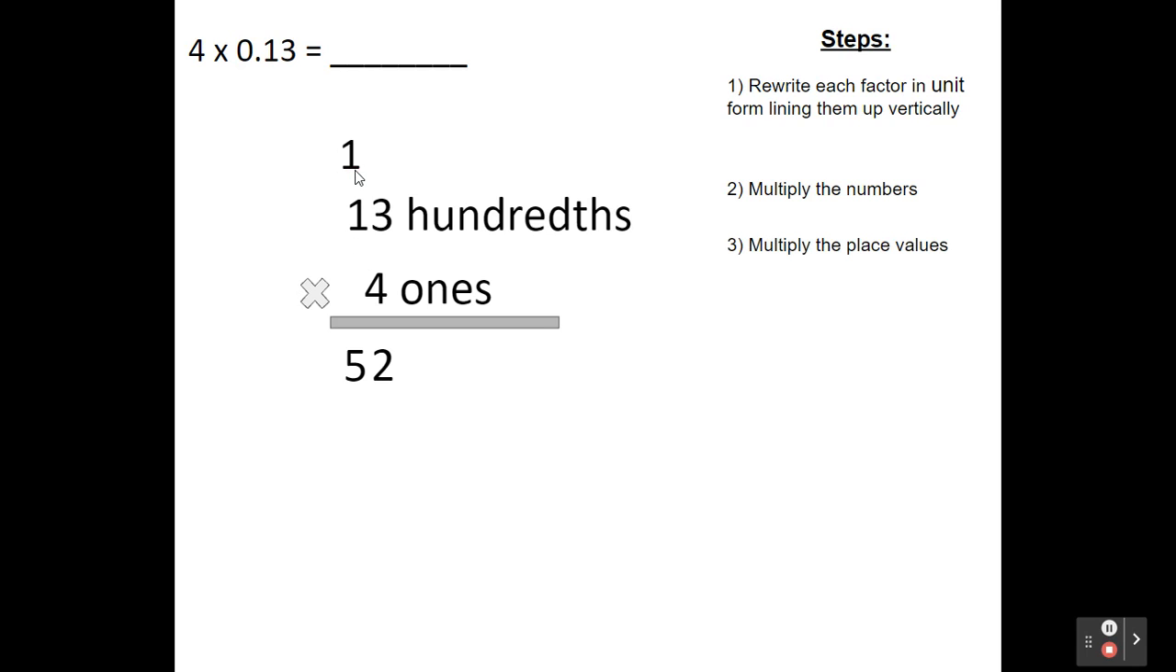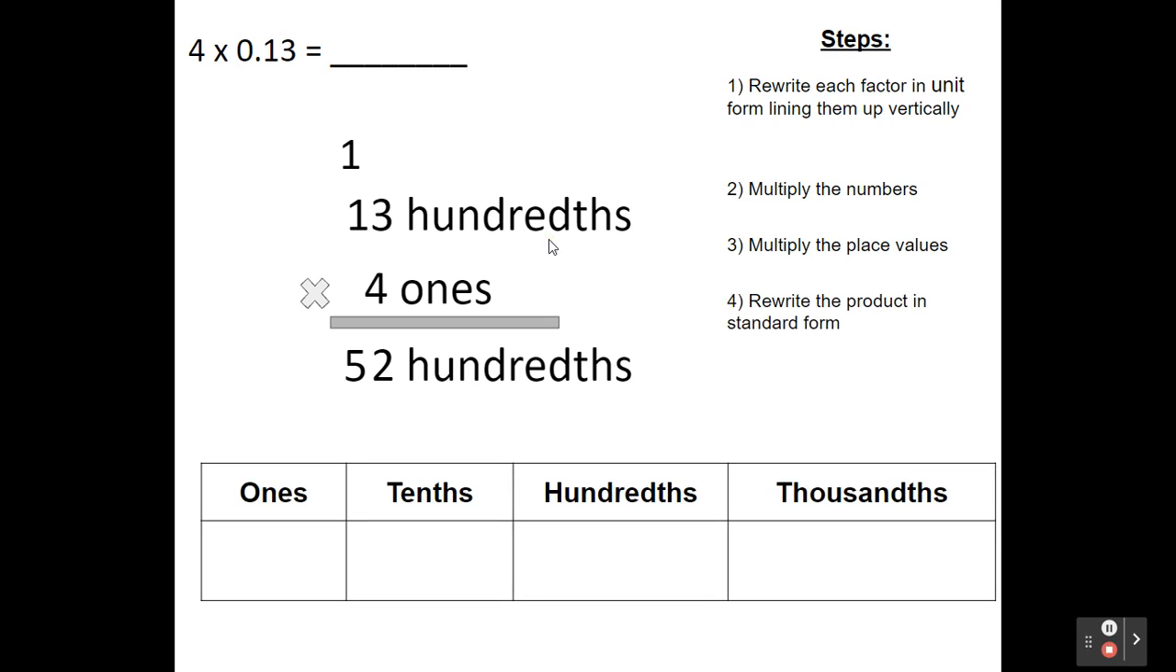Now let's multiply the place values. We're going to multiply hundredths times ones. Whenever we're multiplying by ones, our answer is always the other factor. So hundredths times ones is hundredths. Now let's rewrite the product in standard form. We can use our place value chart to help us.